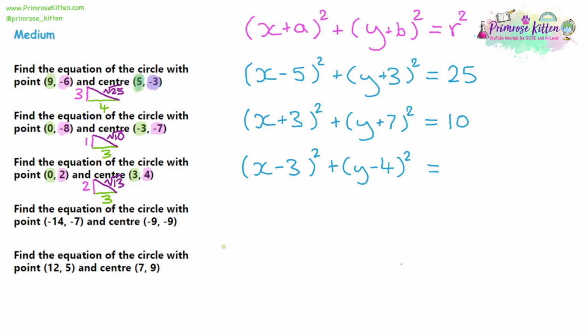Now we could work that out and get a horrible number, with lots of decimal places in that. But luckily we don't need to write in a radius, it's a radius squared. So we can just write down that 13.